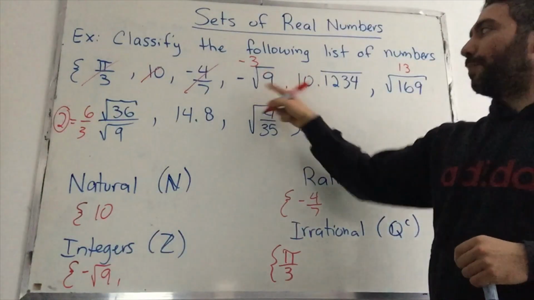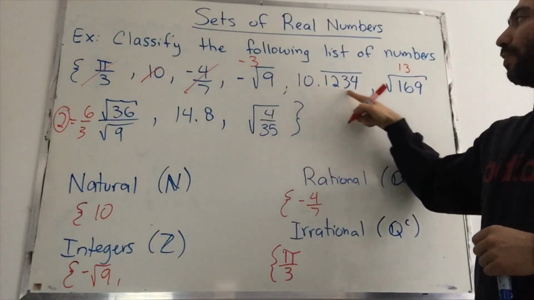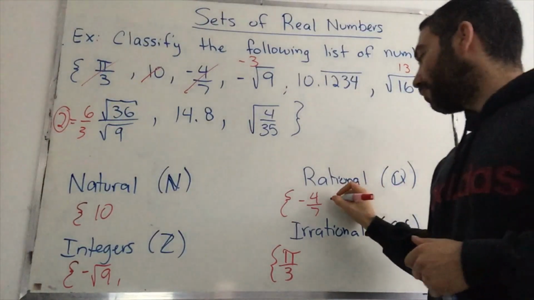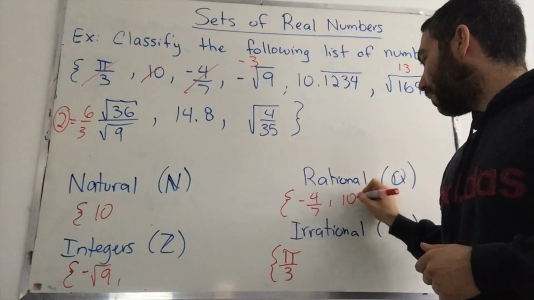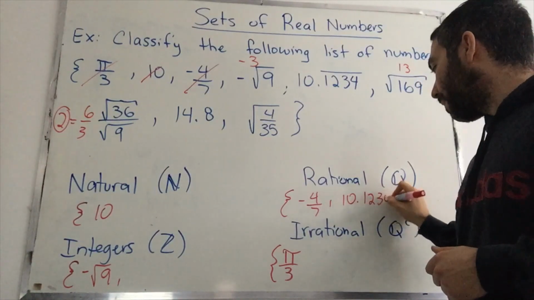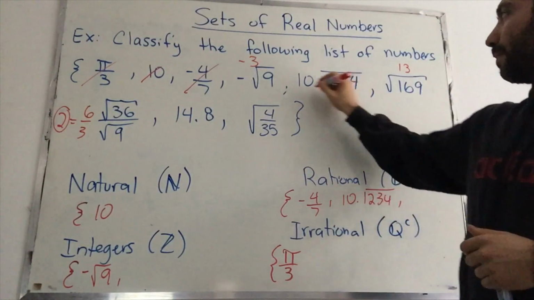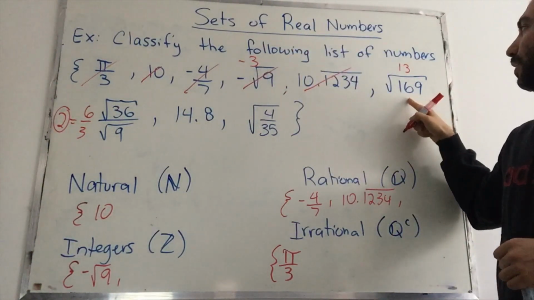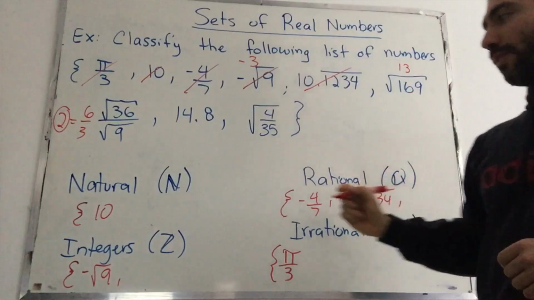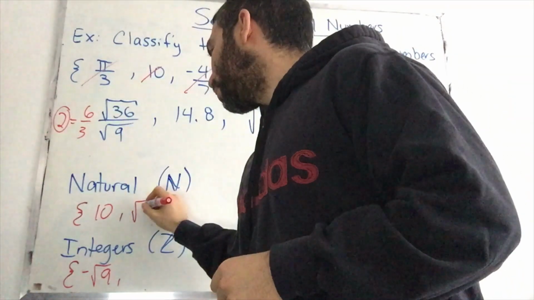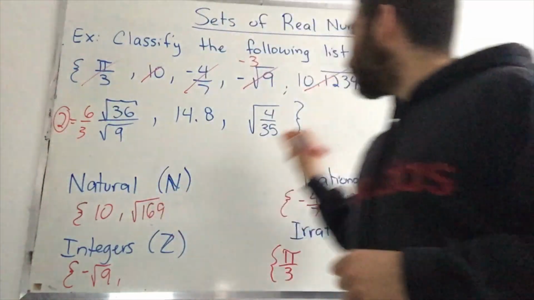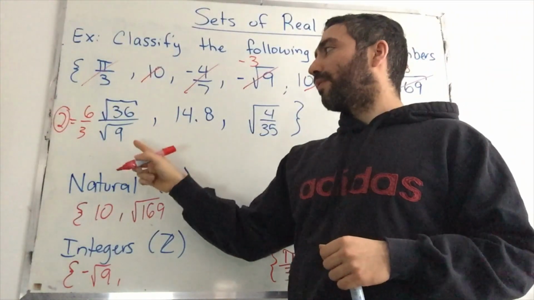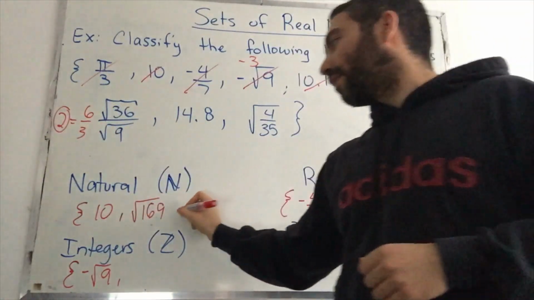So a couple of tricks here, just be careful, always simplify. 10.1234 repeating. Since there's the repeating bar, right away I know that's rational. It's a repeating decimal. This is done. Square root of 169 is really just 13. That's a natural number. That's done. Square root of 36 over square root of 9 was really just 2. Again, that's a natural number.